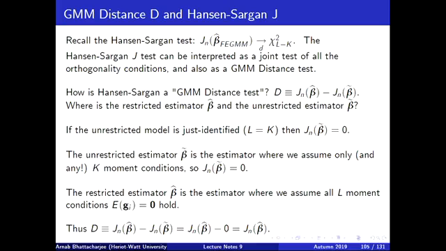Okay, so now let us go back. So that was the distance test, right? For moment conditions. Let us now go back to the Hansen-Sargan J test for moment conditions and see how these two compare. So what I'm claiming here is that the Hansen-Sargan J test can certainly be interpreted as a joint test of orthogonality conditions, but I'm also claiming that it is also a GMM distance test. Now, why is that so?